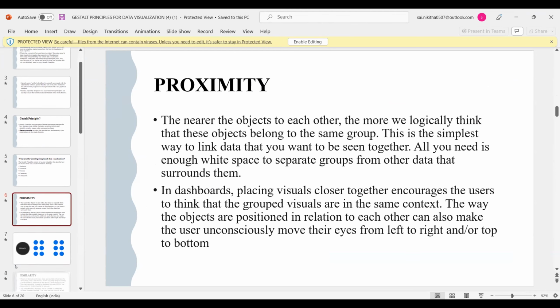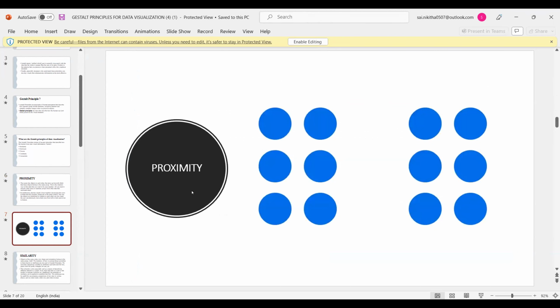To go into depth, we move to another slide for an example. See, in this example, we have two objects which are very close, and white space is included in between them. Here, the nearer the objects, the more our mind thinks they belong to the same group. That is called proximity. The nearer the objects are to each other, the more we logically think that these objects belong to the same group. If we want to show data together, proximity is the simplest way to do it. All we need is enough white space to separate them from other data that surrounds them.